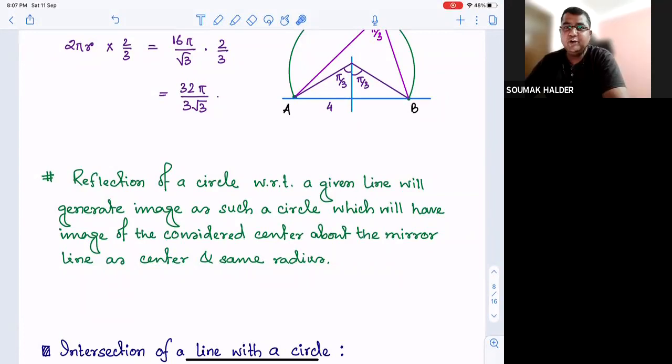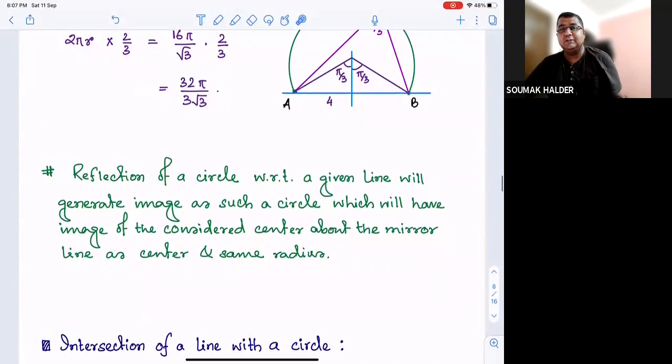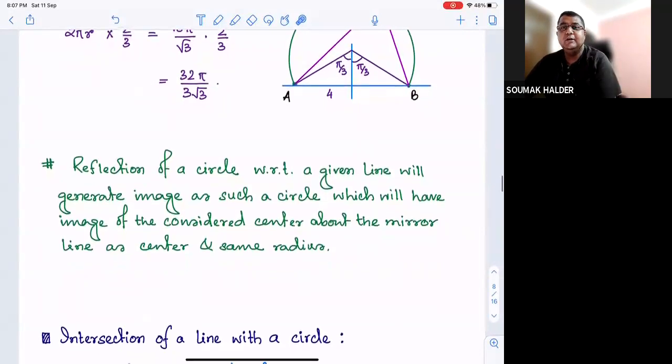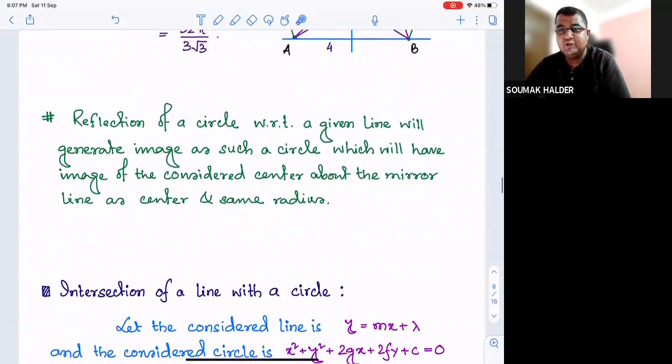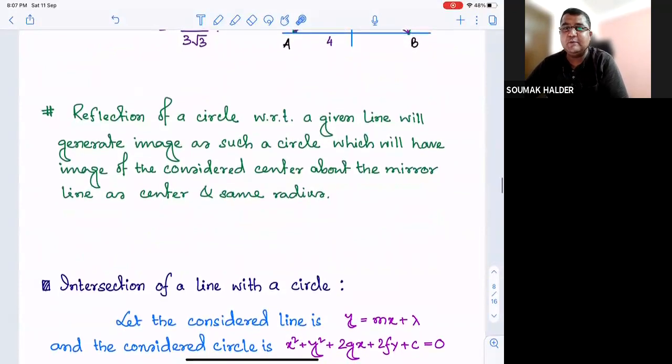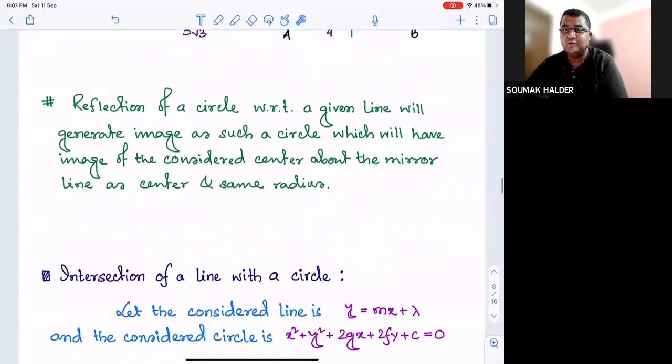So I'm keeping a record of this particular section, that's intersection of a line with a circle. Okay. Let us consider the line as y is equal to mx plus lambda and the circle as x square plus y square plus 2gx plus 2fy plus c is equal to 0.